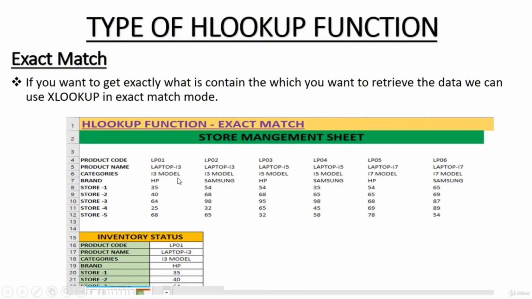For example, if you enter the product code in this cell, the product name, category and brand, and the laptops available in store 1, 2, 3, 4, 5 should be retrieved. What is contained in the cell should be retrieved here. It means that exactly what is contained in the cell should be retrieved to this chart. That is called exact match.